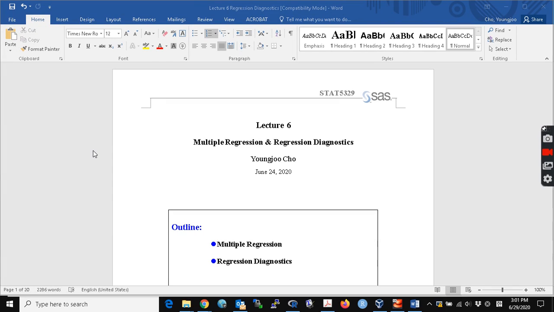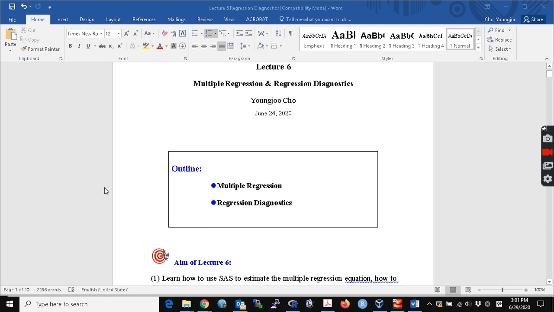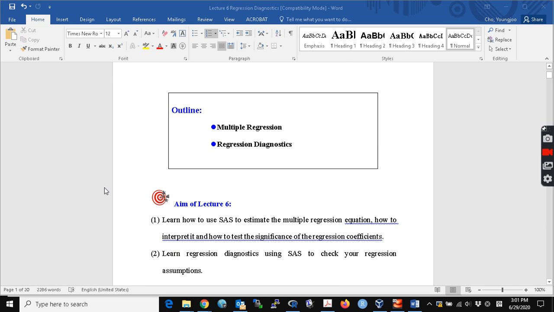Let's get started. So today we are going to talk about multiple linear regression and the regression diagnostics. So here we consider more than one predictor in our regression model, and we would like to learn how to interpret it and then how to model when we have multiple predictors, and how to test the significance of the regression coefficients.